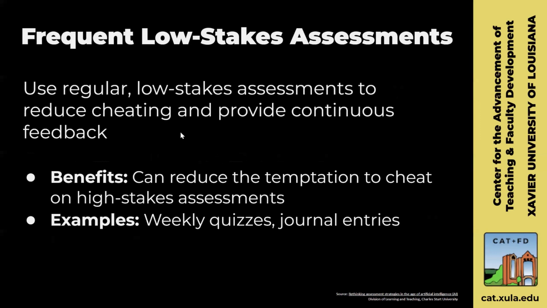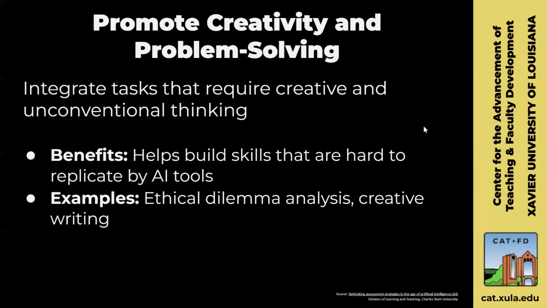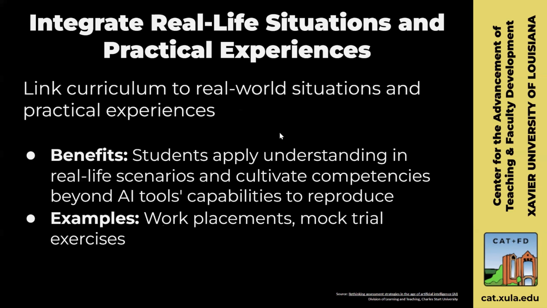Low-stake assessments. Use regular low-stakes assessments to reduce cheating and provide continuous feedback. This can reduce the temptation for students to cheat on higher stakes assessments. Promote creativity and problem solving. When you integrate tasks that require creative and unconventional thinking, it helps to build skills that are hard to replicate by AI tools. And then link curriculum to real-world situations and practical experiences. Students apply understanding in real-life scenarios and cultivate competencies beyond the AI tool's capabilities to reproduce.